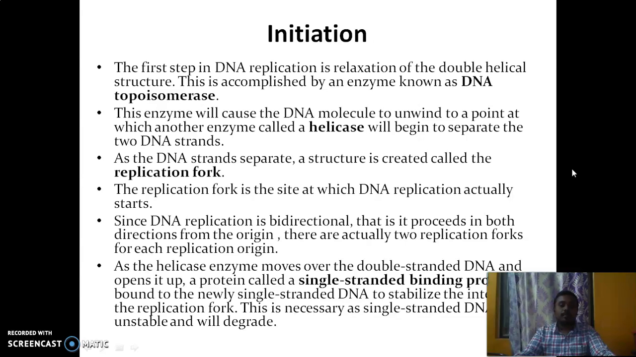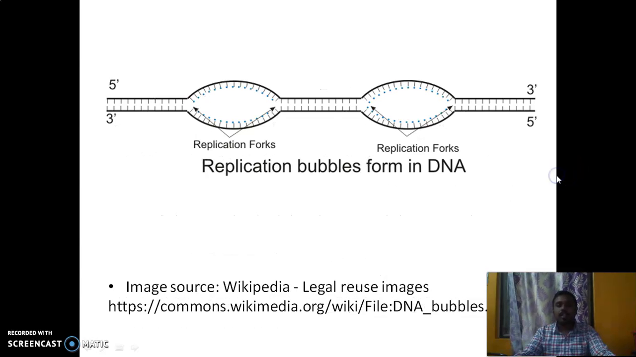As the helicase enzyme moves over the double-stranded DNA and opens it up, a protein called single-stranded binding protein, or in short SSB protein, is bound to the newly single-stranded DNA to stabilize the integrity of the replication fork. Already we have seen why we need this SSB protein, because the single-stranded structure which has unwound should not rewind and form the double-strand structure again, which is prevented by this SSB protein. So this is the structure of the replication bubble or the replication forks that are formed during the replication process. So this is the first stage which initiates the replication process.